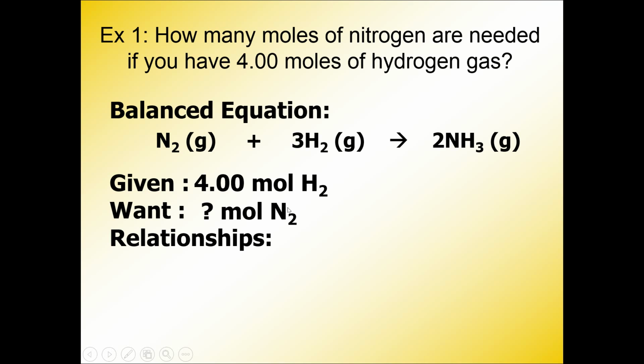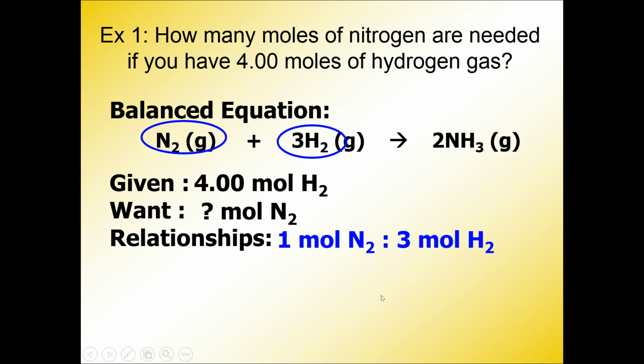When it comes to the relationships, you need to look at your given and your want for some clues. The first clue is in the substances. There's an H2 involved, and there's an N2 involved. And what that means is we are going to go back to our balanced equation and take those two pieces of our balanced equation and write a mole-to-mole ratio. A mole-to-mole ratio means take the coefficients, this is a 3, this is an understood 1, and write a relationship like so. For every 1 mole of nitrogen, there are 3 moles of hydrogen. We're just taking the coefficients and writing a relationship between the two substances.